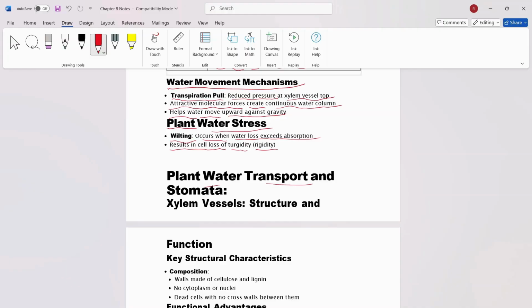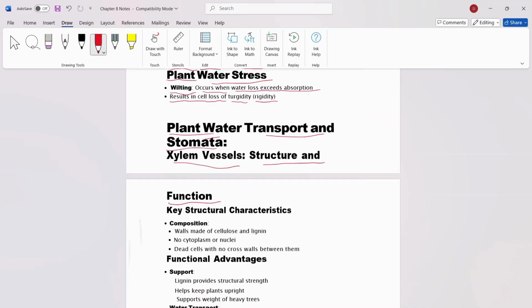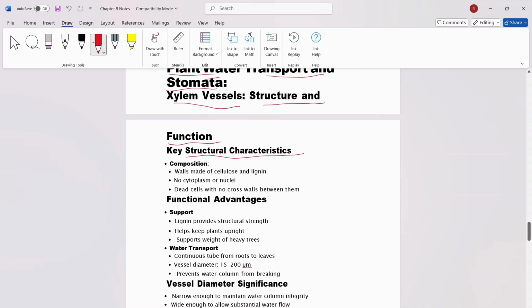Plant water transport and stomata. Xylem vessels structure and function. Key structural characteristics, composition: walls made of cellulose and lignin, no cytoplasm or nuclei, dead cells with no cross walls between them. As you have seen, there are many repetitions of xylem and phloem, which means these two are very important from an examination point of view as well.